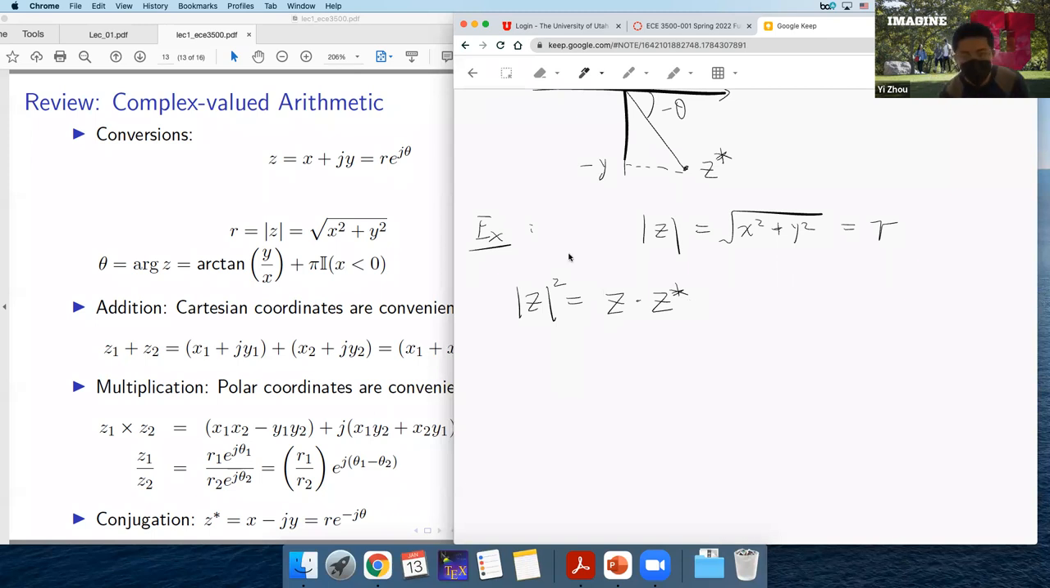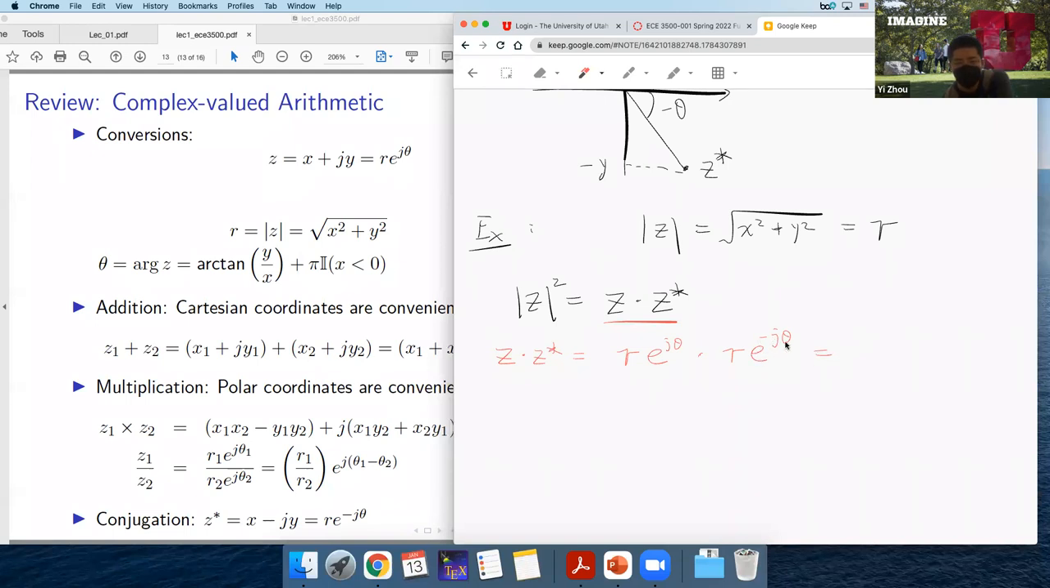Okay, we can show this. Now, we just need to write out Z times Z conjugate and then see what we get. We can use different forms. First, we try the polar form. Z is R e to the power j theta. Now, Z conjugate, by the definition of conjugation, we only revert the sign of the phase part. Okay. And now you can multiply them together.